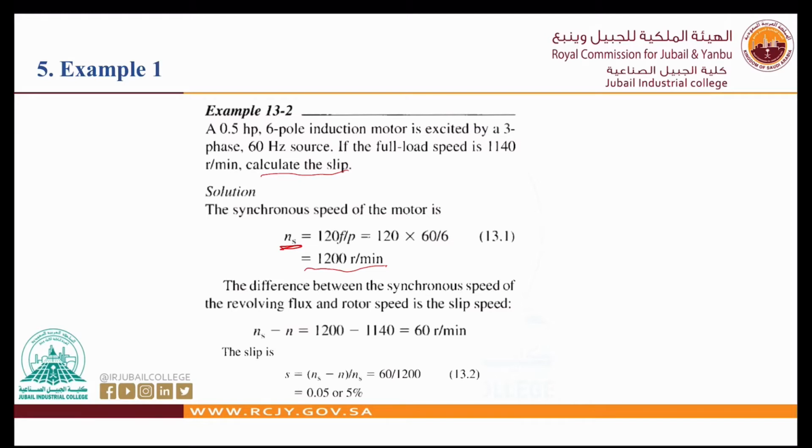Now, the difference between the synchronous speed of the revolving flux and the rotor speed is the slip speed. So ns minus n, 1200 minus 1140, is 60 revolutions per minute. So the slip is equal to ns minus n divided by ns, right? So it is 60 divided by 1200, which is 0.05 or 5%. So this is the answer.